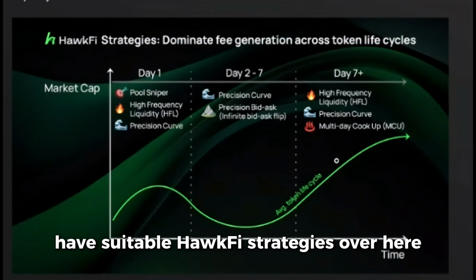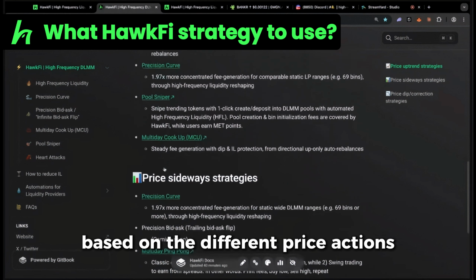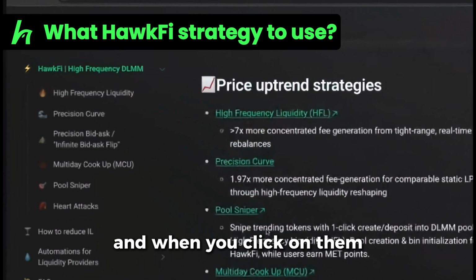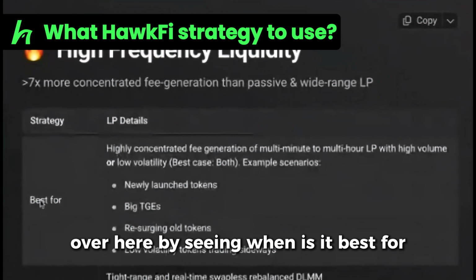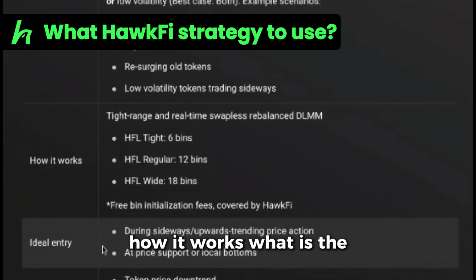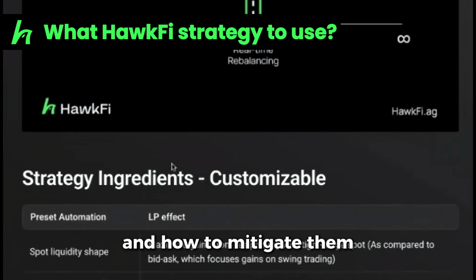You also have suitable HawkFi strategies over here. We also have broken down the different strategies based on the different price actions and token regimes. And when you click on them, you could find out more about the strategies or how they work over here by seeing when it is best for, how it works, when is the best time to enter, and the relevant risk and how to mitigate them.